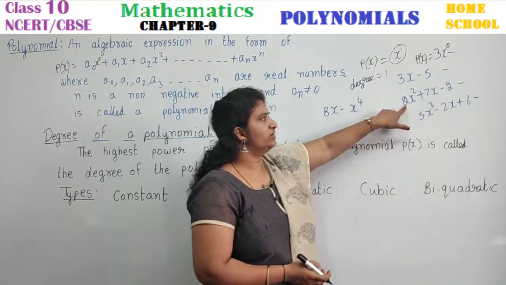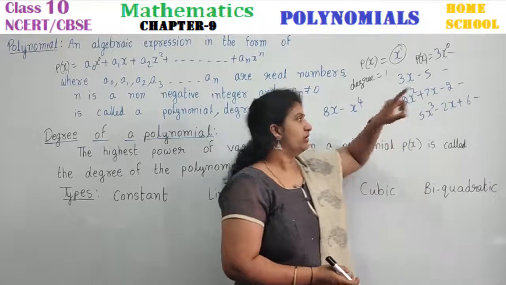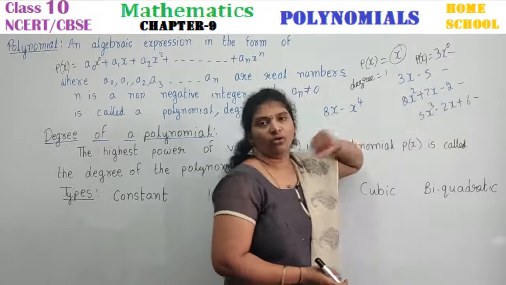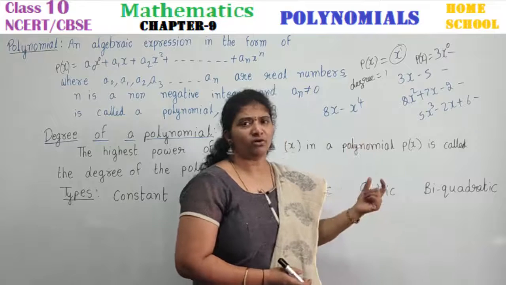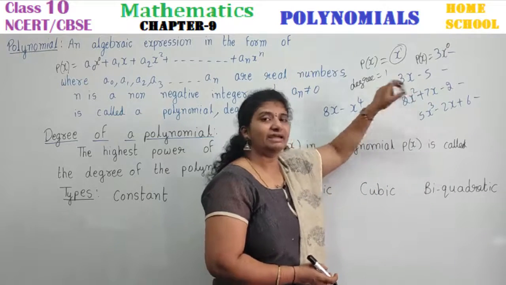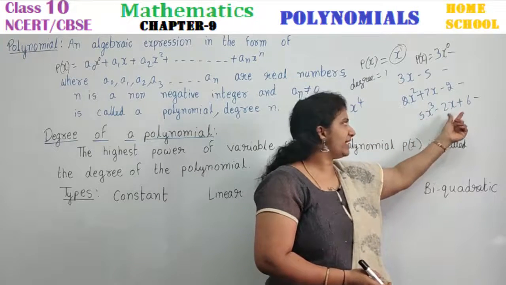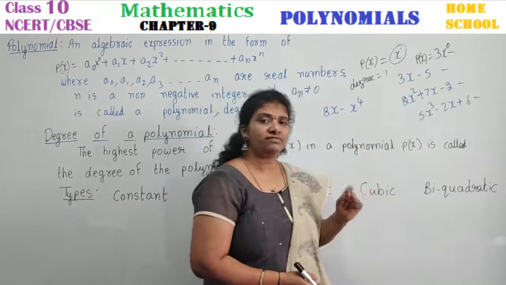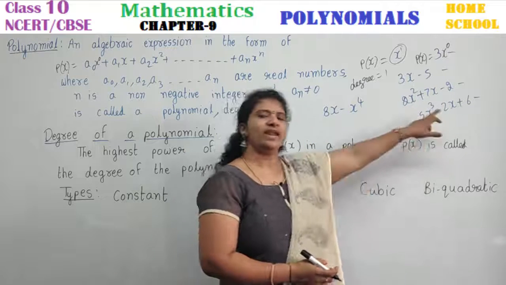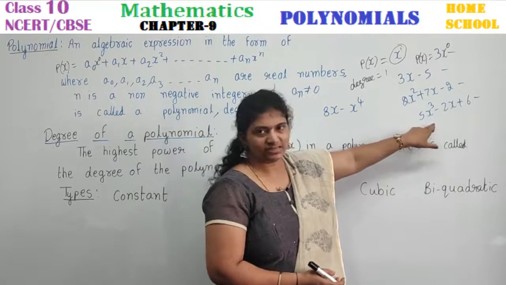See the next one, 2x square plus 7x minus 2. Observe the powers here, x power 1, x power 2. What is the highest power in the given polynomial? Highest power is 2. Highest power 2 means degree is 2. See the next one, 5x cube minus 2x plus 6. Observe the power of the variables. 1, 3. 1 is greater or 3 is greater? 3 is greater, right? So its degree is 3.